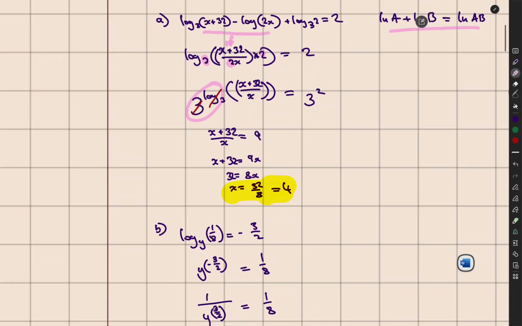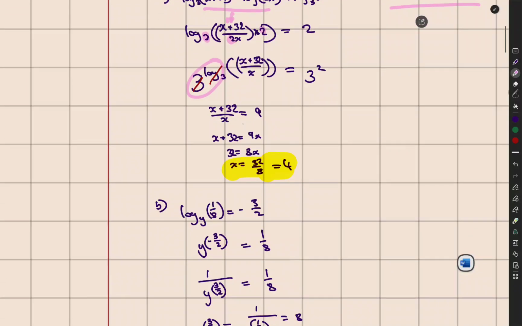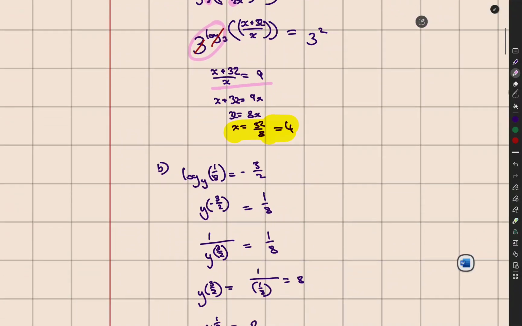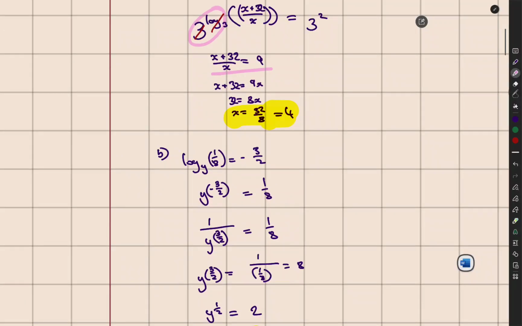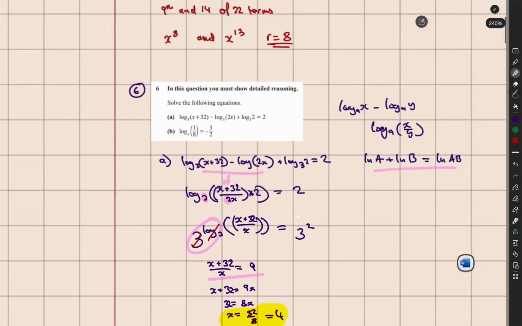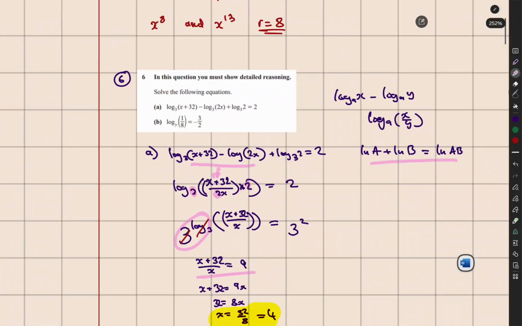And then 9 is equal to this, and then we can just balance it like a normal equation. I've just multiplied both sides by x, and then I can just continue balancing through, which would give you an x value of 4. For question B, you are given again log y is equal to 1/8 is equal to this.